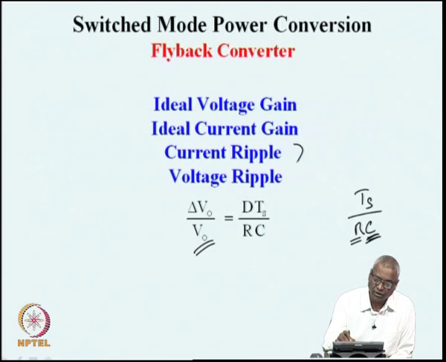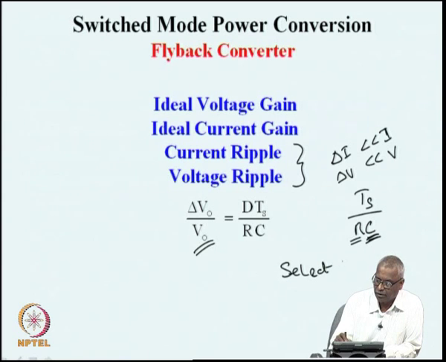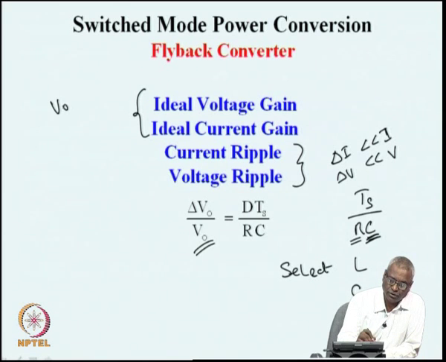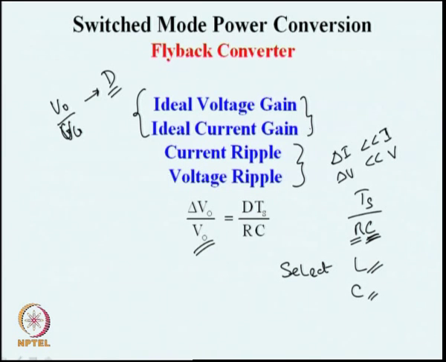So, these undesirable quantities delta I and delta V have to be very much less than I and very much less than V. That criterion can be used in order to select L and C. The first one, if you know V naught and Vg, can tell us at what operating duty ratio one should operate, so that the converter does the power conversion with the voltage ratios that we desire, and the current ripple and voltage ripple are made as small as possible by selecting the values of L and C.